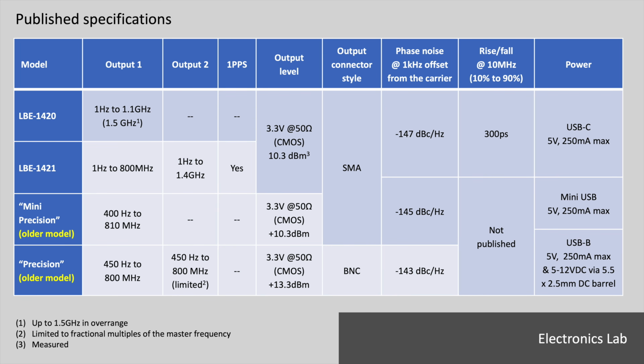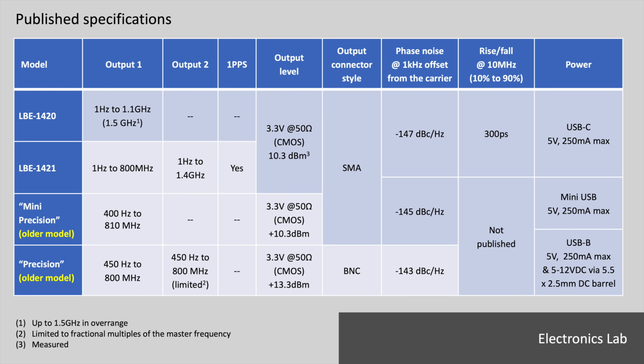Output levels are 3.3 volts into 50 ohms. The new models have a choice between high and low power mode, and the high power mode is equivalent to 10.3 dBm. I measured that myself. All the other specs on these sheets are the specifications on the website, basically. The older devices, you could set the power mode in, I think, 5 different levels defined in milliamps. Output connector style is SMA for the modern ones, and the very oldest one has BNC connectors.